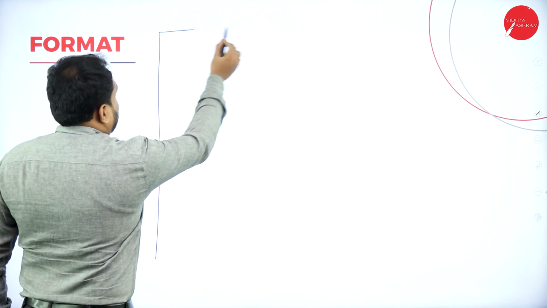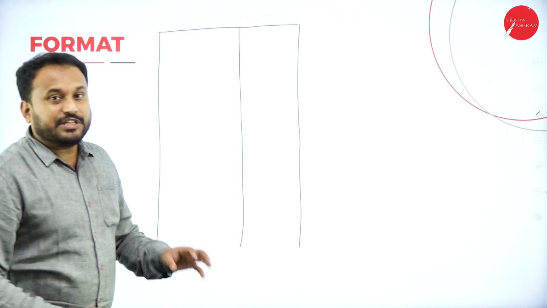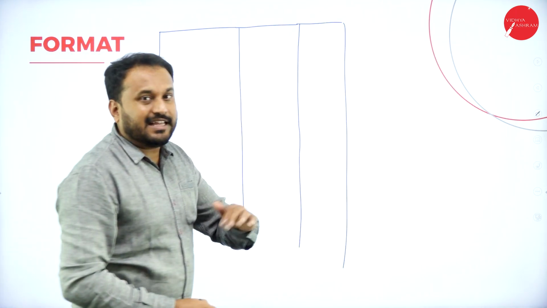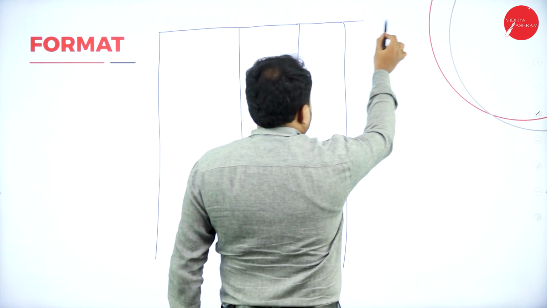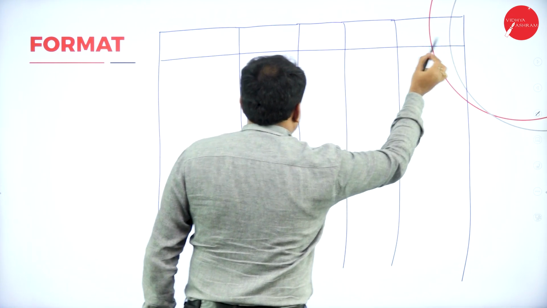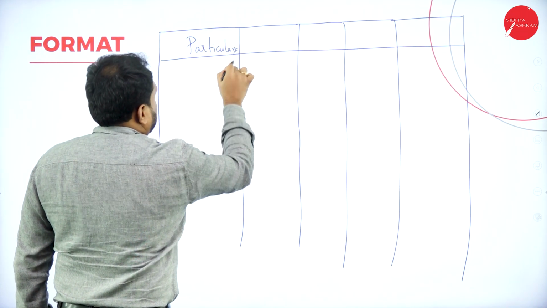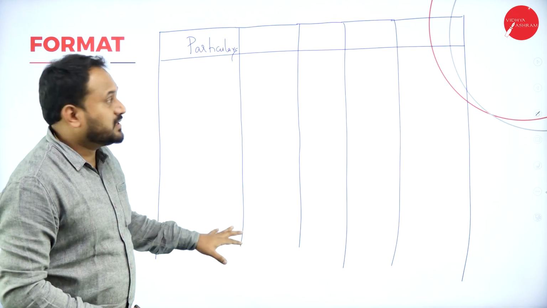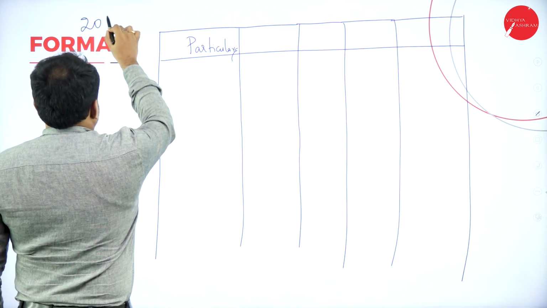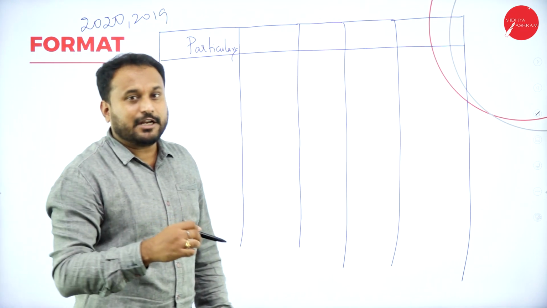Now I'll tell you what you should do. The minute you get a comparative statement, first you go with the particulars column. Second, you go with whichever year was the oldest. Next you go with the current year. After that, you go with the change, and the last one is the percentage. So you make it like this. Here you go with particulars, done. So the first column is particulars. Now for the second one, say for example we have 2020 and 2019.